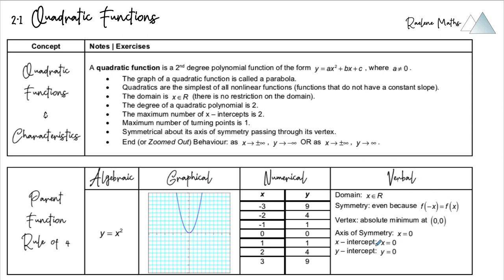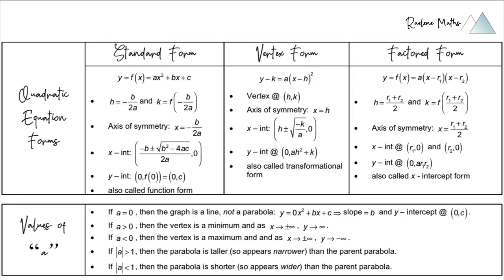So here we have some of the key features written in different forms about the domain, the symmetry, the vertex, axis of symmetry, and the x and the y-intercepts. These are the key features that we will analyze for all parabolas. There are three forms that we can write the equation of a quadratic function in: standard form, vertex form, or factored form. And these three forms allow us to get all of the main features and the key points about the graph, as well as help us to solve for the x-intercepts of a quadratic equation.